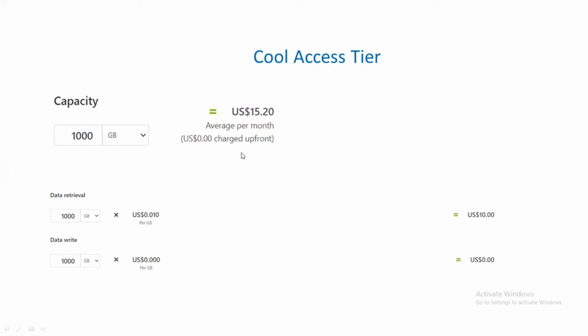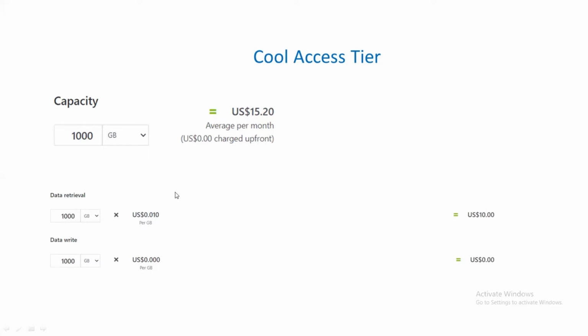Correct? So that is the reason it is said that if you have less frequently accessed data, meaning data which you want to access less frequently, you should store it in the cool access tier, because the storage charges are less. And whenever you are accessing any file, you just pay for that file. Let's say you are accessing 2 GB, you just pay for 2 GB. You have to pay $0.020 for that.